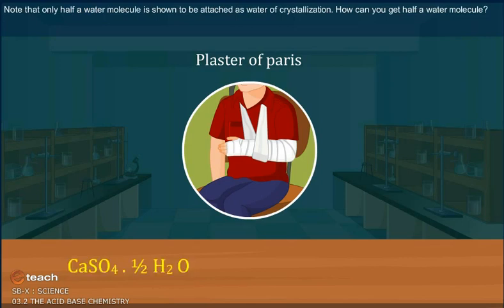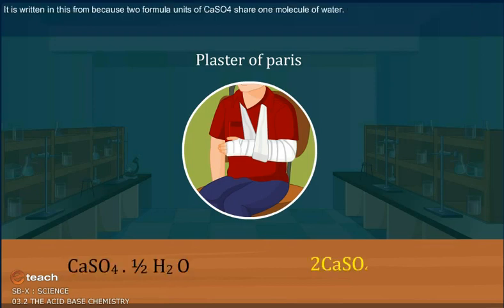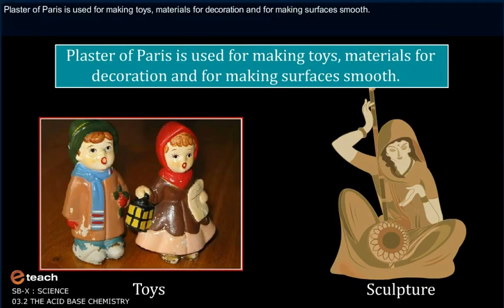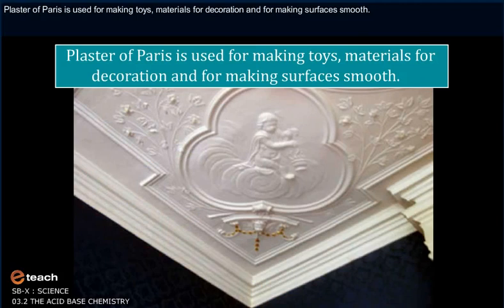Note that only half a water molecule is shown to be attached as water of crystallization. How can you get half a water molecule? It is written in this form because 2 formula units of calcium sulfate share 1 molecule of water. Now, plaster of Paris is used for making toys, materials for decoration, and for making surfaces smooth.